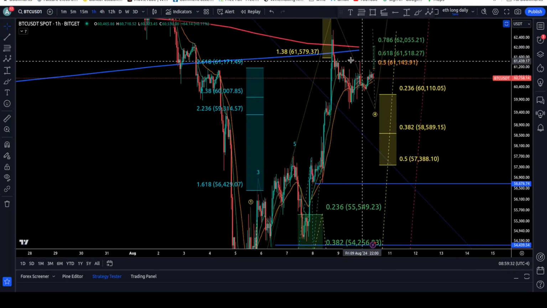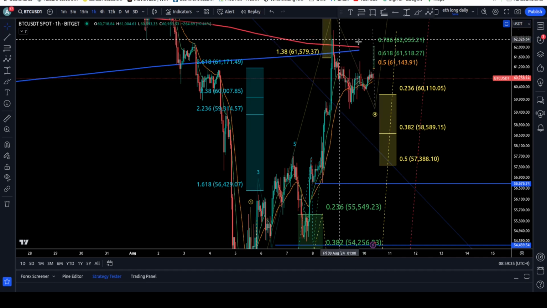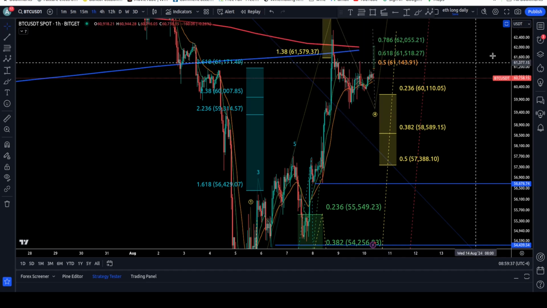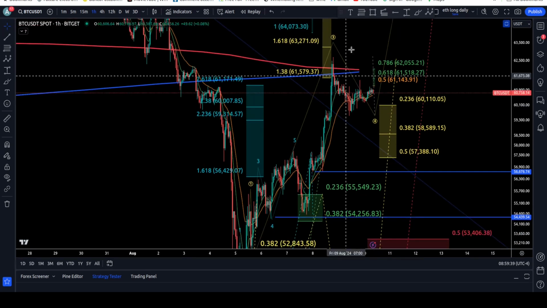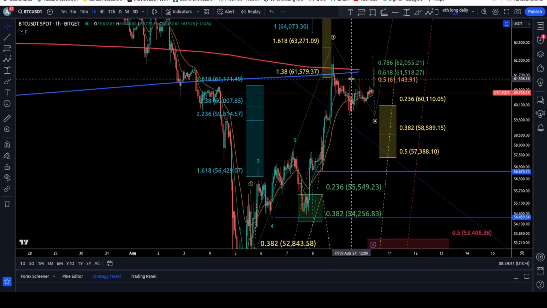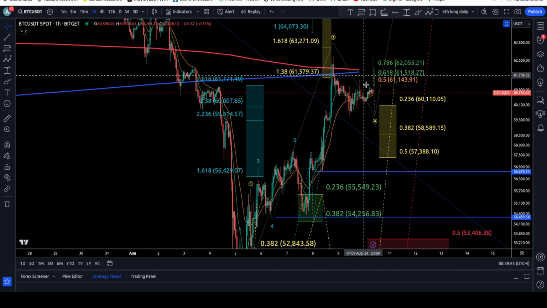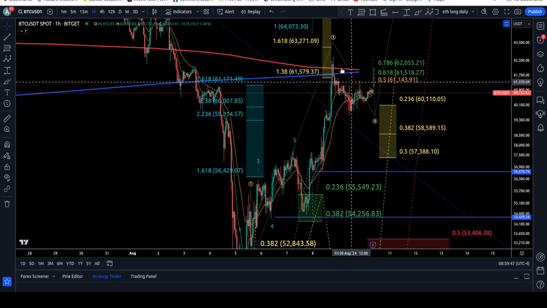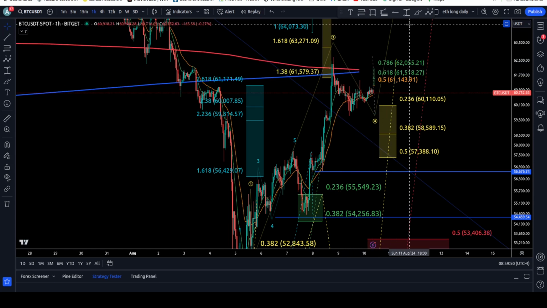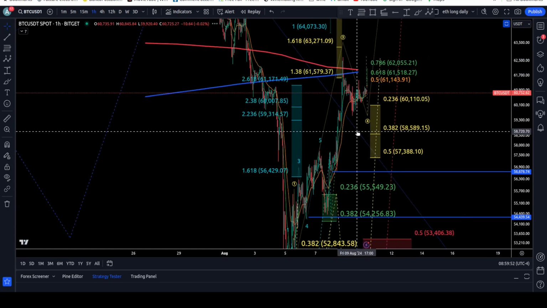Also, a crucial moment here, because I think that 3-4 days ago I told you to watch out for the dead cross, which is when the MA 50 crosses below the MA 200, or maybe they're just going to touch and then they'll continue to skyrocket.